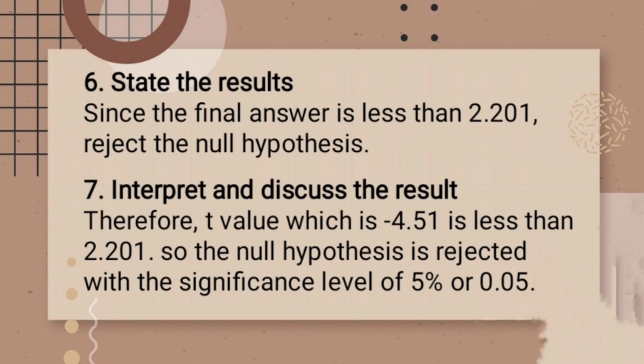Since the final answer is less than negative 2.201, reject the null hypothesis. And the last stage, interpret and discuss the result. Therefore, the t-value, which is negative 4.51, is less than negative 2.201, so the null hypothesis is rejected with the significance level of 5% or 0.05.